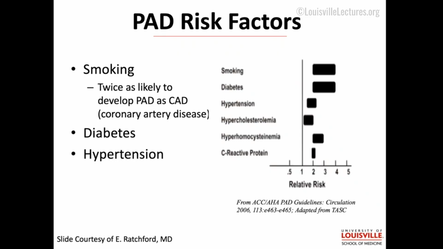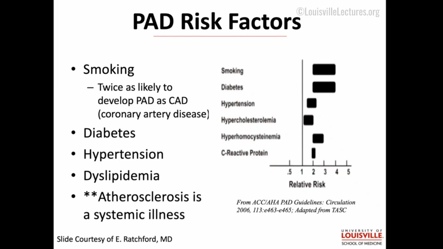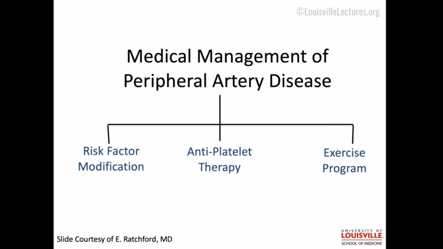Diabetes is a big one, hypertension, all of these as we mentioned. So don't forget about other arterial or vascular beds, and the boards won't let you forget about them. You'll be tested on them. The medical management of stable peripheral arterial disease, you want to think about all of the above. Risk factors, medical therapy, and an exercise program.